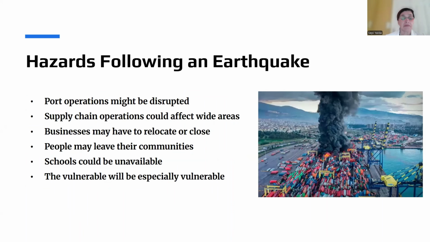So again, lots of things can be affected. Not only our infrastructure in terms of electricity, communication, and water, but there could also be supply chain issues. There could be businesses that may have to close or relocate. There could also be significant changes in the community. So, going back to what we talked about in terms of the importance of the community and the importance of the school to the community, it could be significant changes.